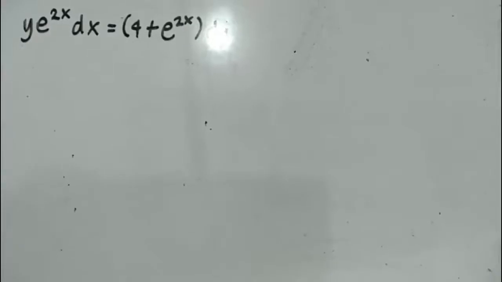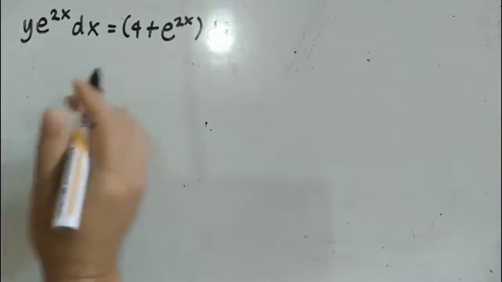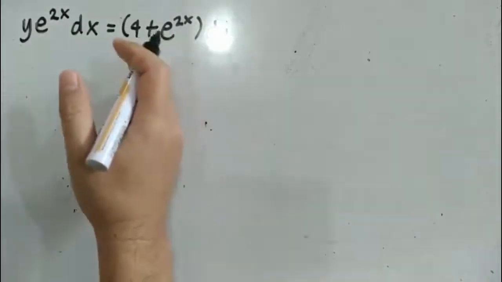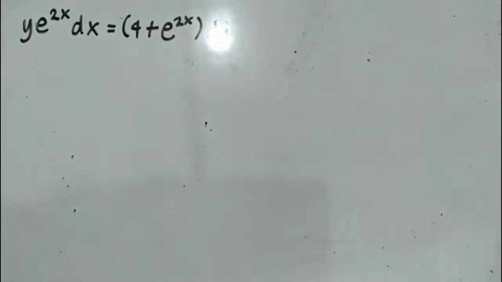Another example is y e to the 2x dx equals 4 plus e to the 2x dy. The first step in the process is to separate the variables so that all the x's together with its differential dx would be on the left side and all the y's together with dy on the right side.